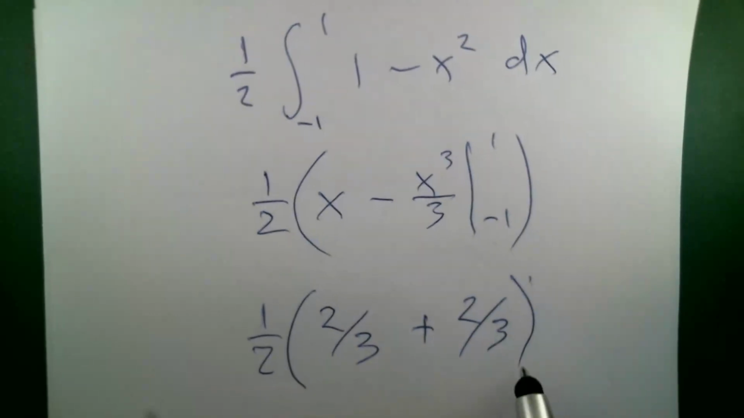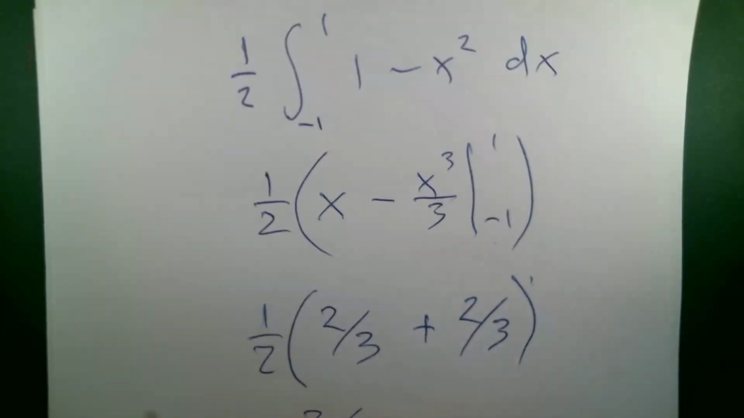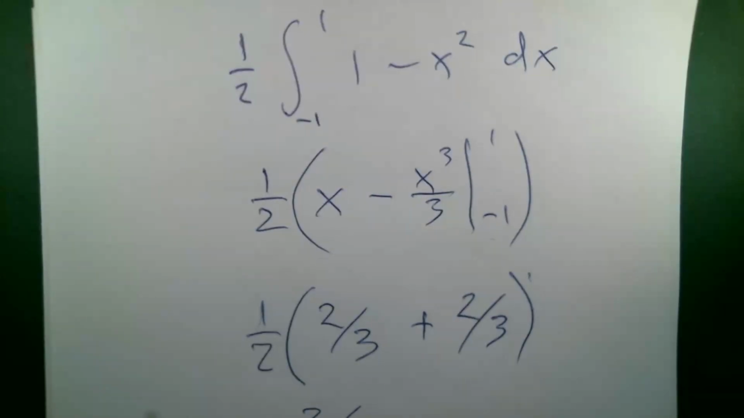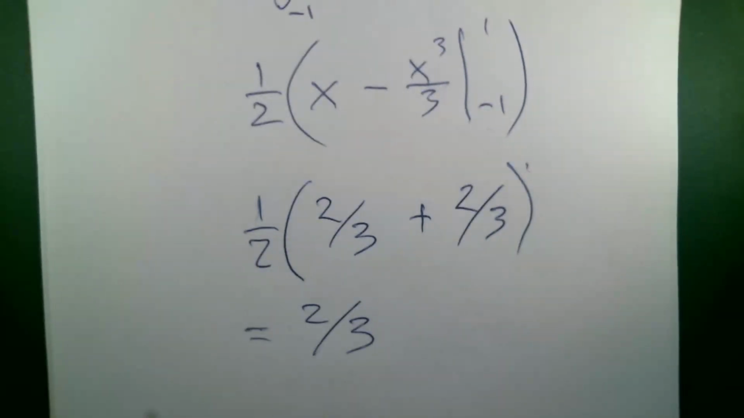Anyway, what do we got here? 2/3 plus 2/3, that's 4/3, and divided by 2. I think the final answer is 2/3. Well, I don't believe that. I think something had to have gone wrong in this calculation. Because I'm expecting a number between 0 and 1, sure, but I think it should have been something a lot closer to 0 than to 1.